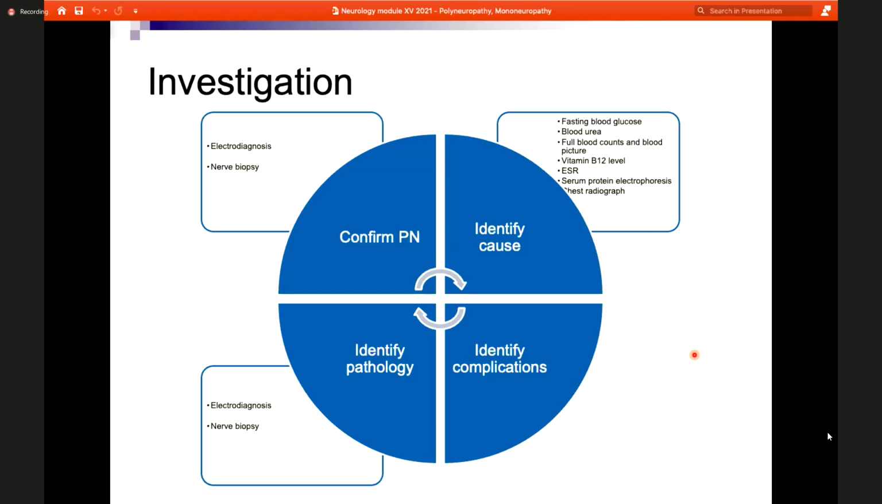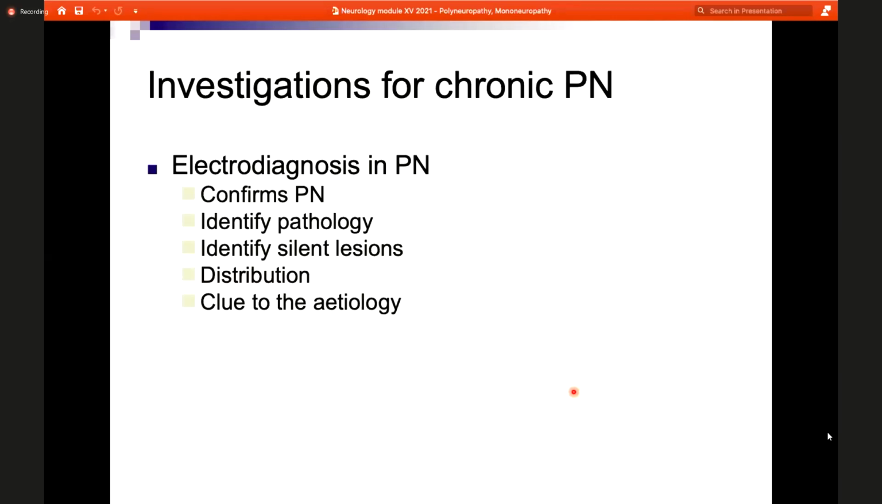If it is axonal neuropathy, the types of causes are one set, and if it is demyelinating, it's another set. So, nerve conduction study or electrodiagnosis is one of the most useful investigations. It helps confirm the presence of polyneuropathy and also identifies the pathology, whether it is axonal or demyelinating. And you might even pick up silent lesions, which are asymptomatic nerve involvements. And you can also identify the distribution. Then when you identify the type of pathology, it gives a clue to the etiology.